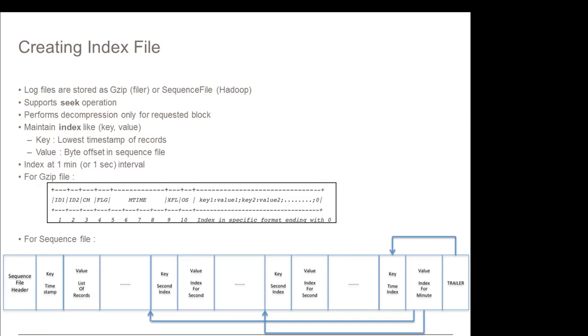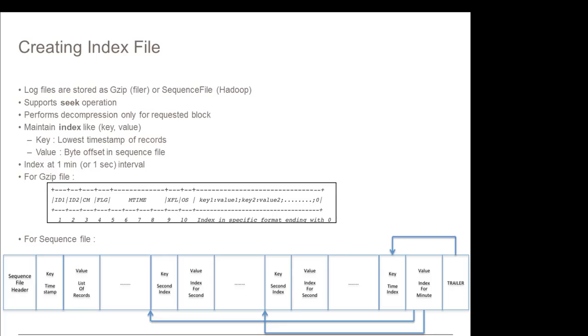The similar approach is used for the sequence file. Say this is the sequence file data, and you have key and value. In between, if you want to create an index for every unit of data you are writing, internally, when you create the sequence file, it maintains that index, and at the end of the sequence file we write an extra key value, called a trailer, which points to the entire index of the data. So assuming the example of a log, you will have 60 indices written, one for every minute, and every minute will point to its byte offset.